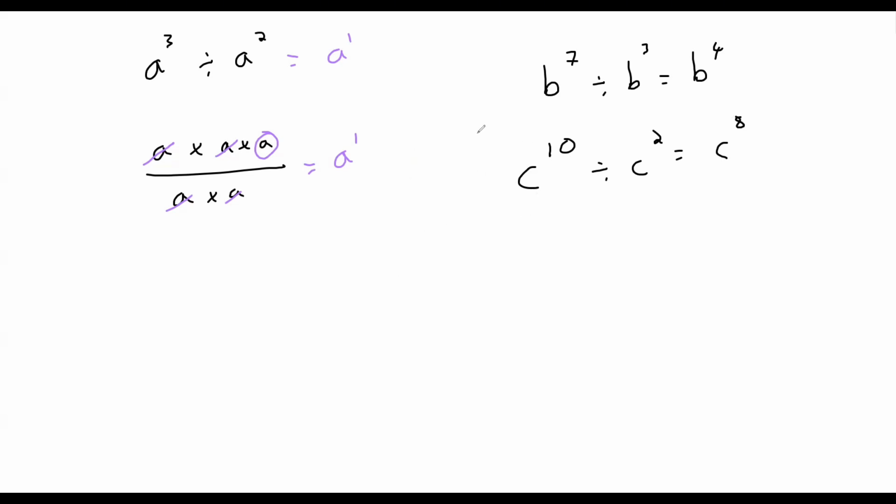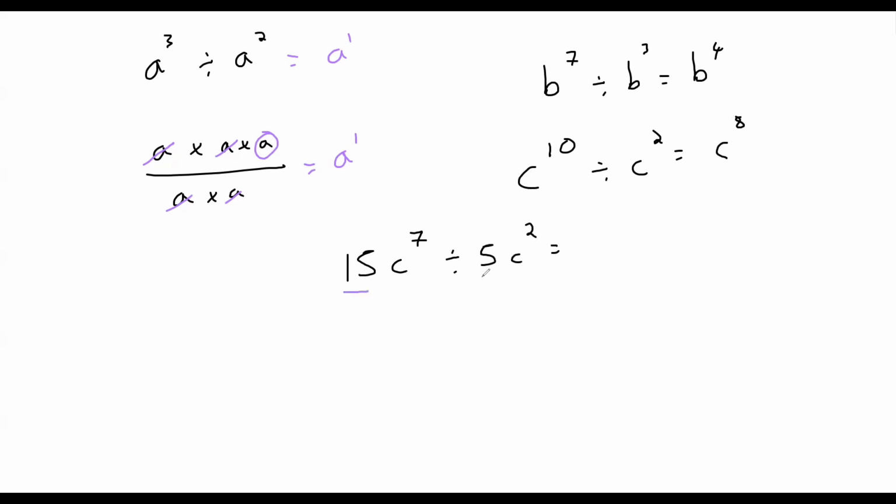Okay, but then what happens if we put a number in front of the letter? So let's say I've got, and again I'm just going to make some stuff up, 15c to the power of 7 divided by 5c to the power of 2. So let's do the numbers in front of the letters first.